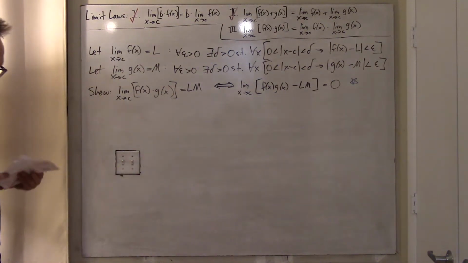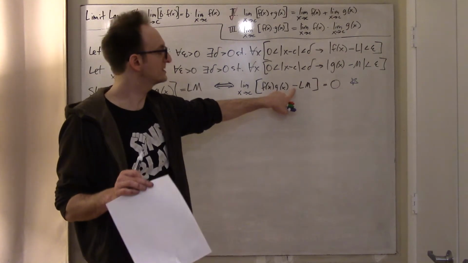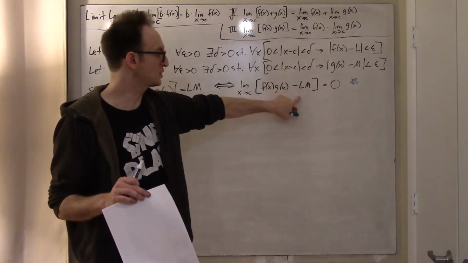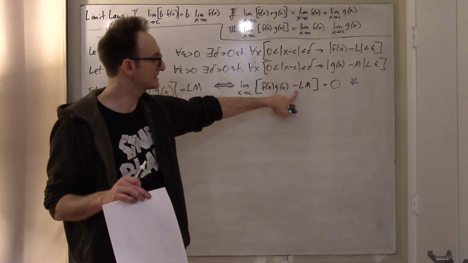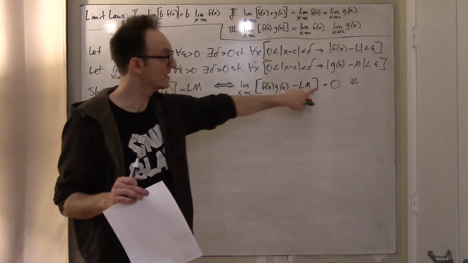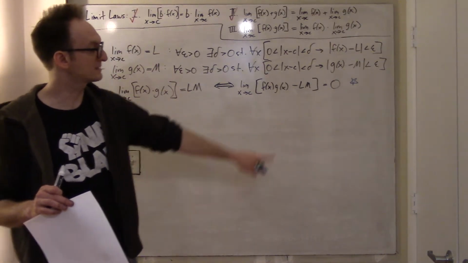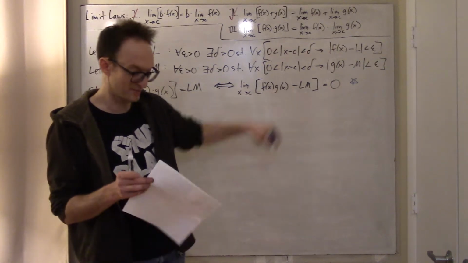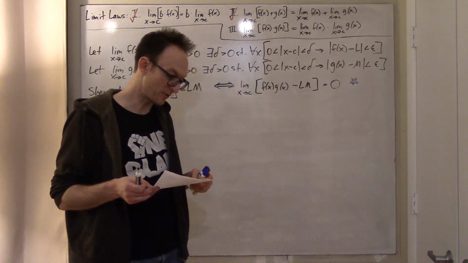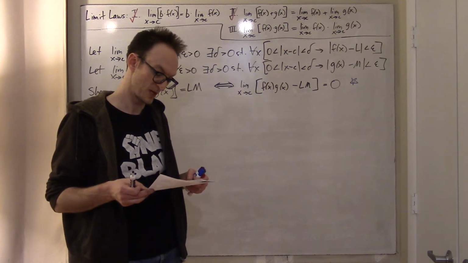Okay, how am I going to do this? Well, I need to get some kind of handle on this, right? What is the difference between f times g and Lm? I need to show that that difference is basically tiny, kind of non-existent. I need to show that this limit is 0, so I need to show that this can be made as small as one pleases. Alright, well, now we draw a picture. That's what we do.